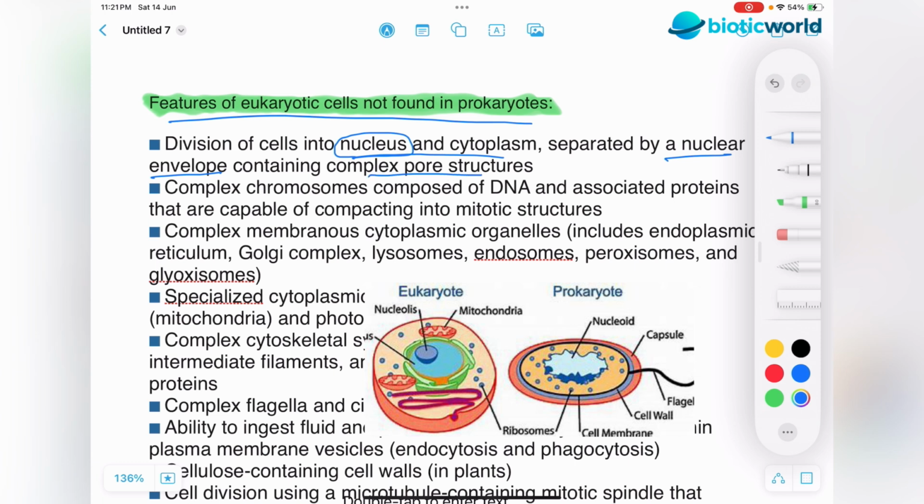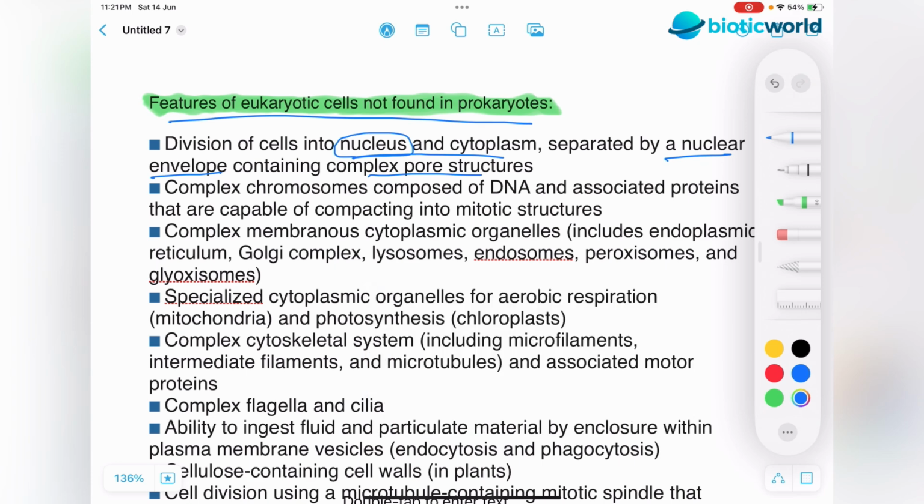Next, complex chromosomes composed of DNA and associated proteins that are capable of compacting into mitotic structures. So these have the speciality to compact their DNA, right? Because eukaryotic organisms have large DNA, and it's very complicated to store it. So there are several proteins, called the associated proteins, that are capable of compacting into mitotic structures.